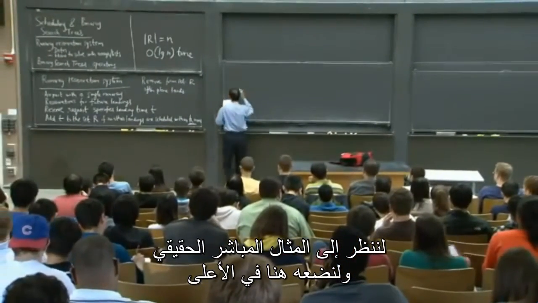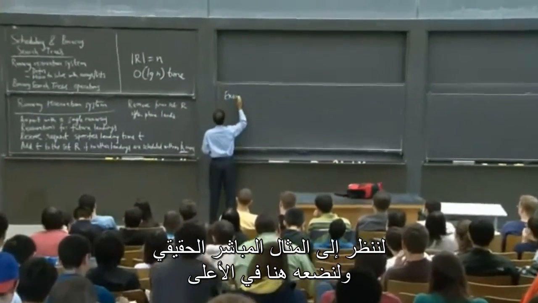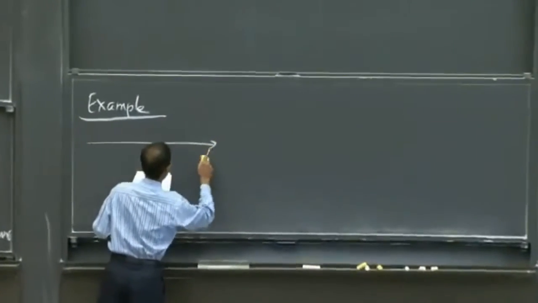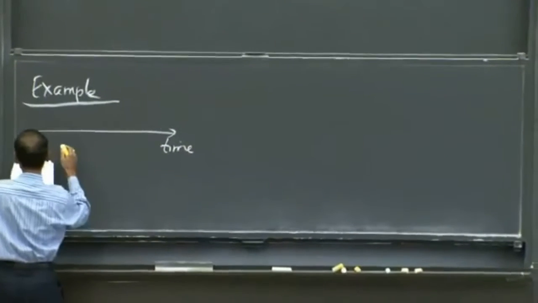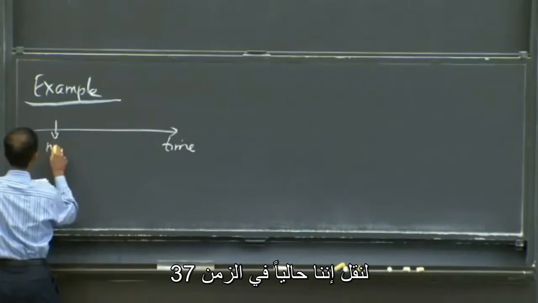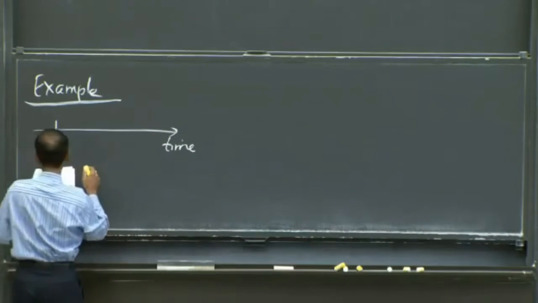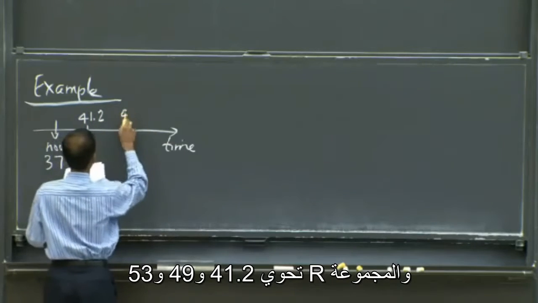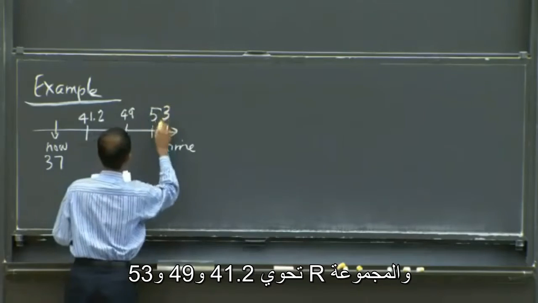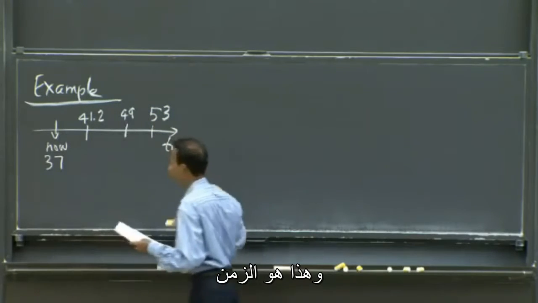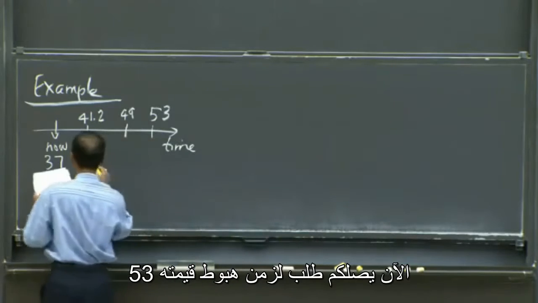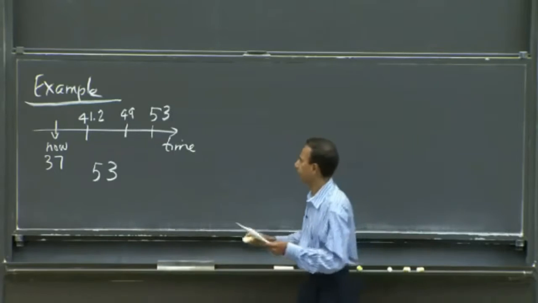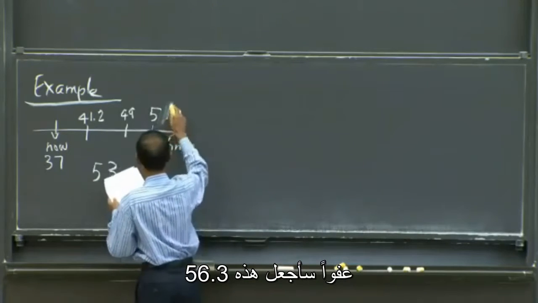So let's look at a real straightforward example and put this up here so you get a better sense of this. Let's say that right now we're at time 37, and the set R has 41.2, 49, and 53 in it, and that's time. Now, you may get a request for landing time 53, and I'm sorry, I want to call this 56.3.